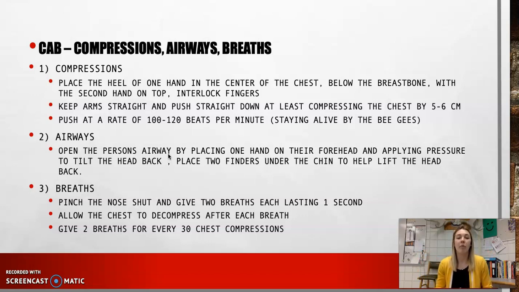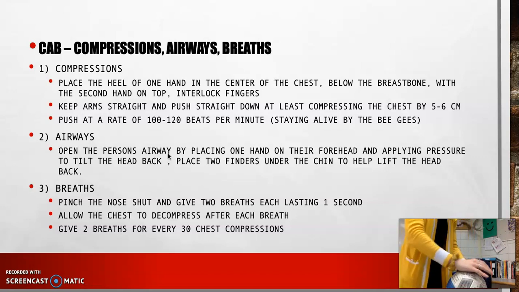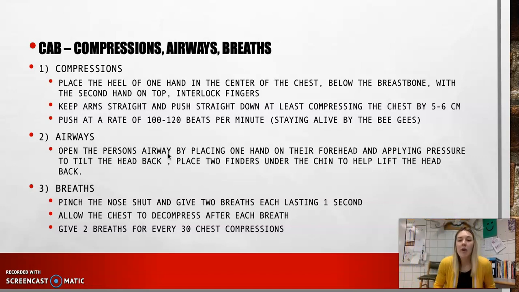So you're pushing at a rate of 120 beats per minute, which is to the tune of Staying Alive by the Bee Gees. So it's about like this. Okay, so that was my wonderful demonstration of compressions with this volleyball.